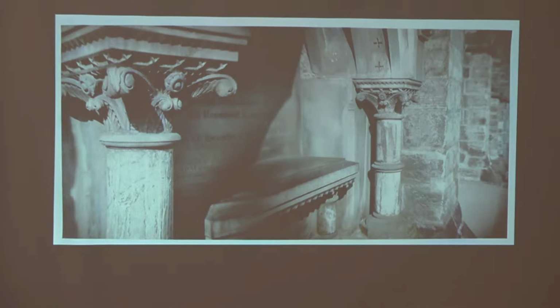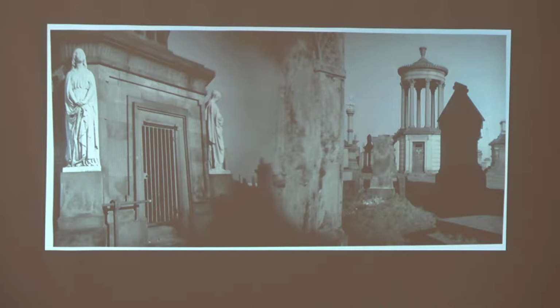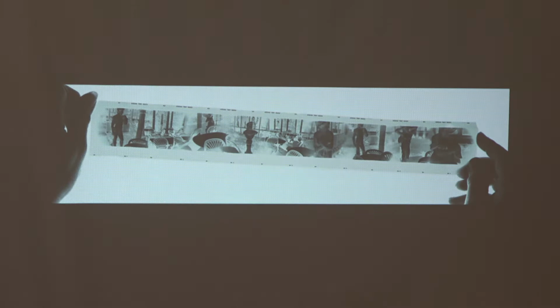Or this is in the necropolis, which is right above the cathedral there, where you get perhaps a clearer picture of how this single image is blending with this one through that area. Anyway, the way this looks on film, this is me holding film on a light table.